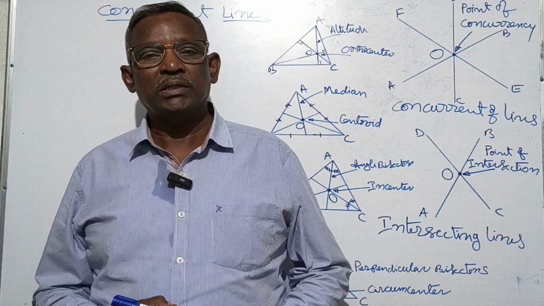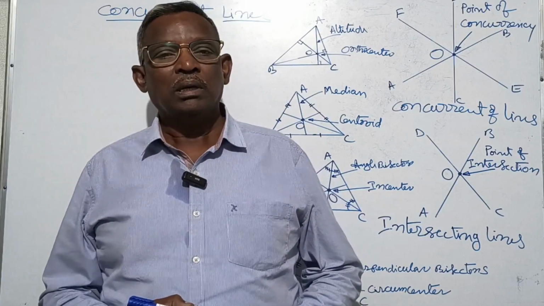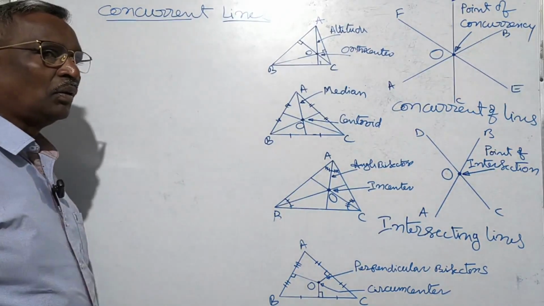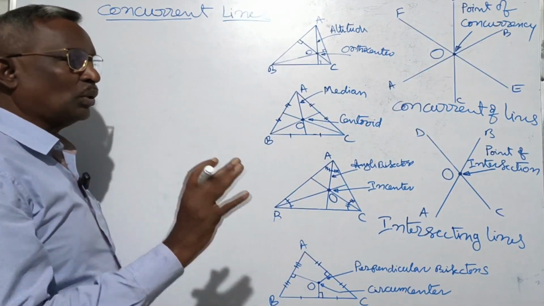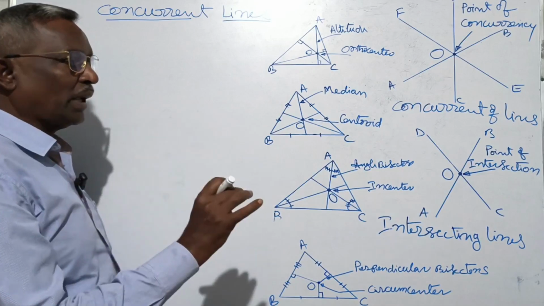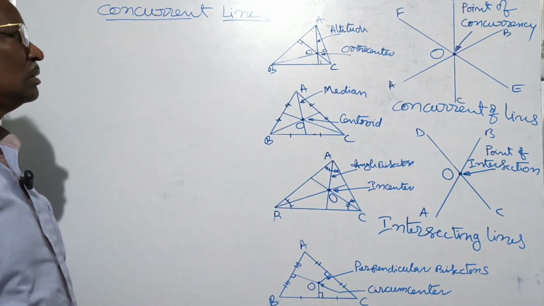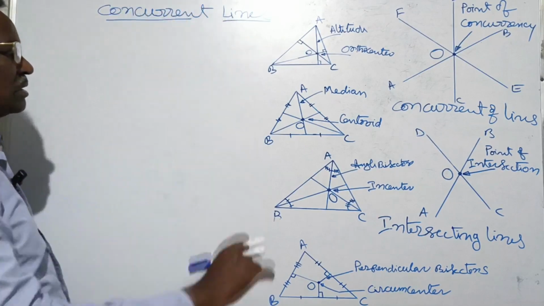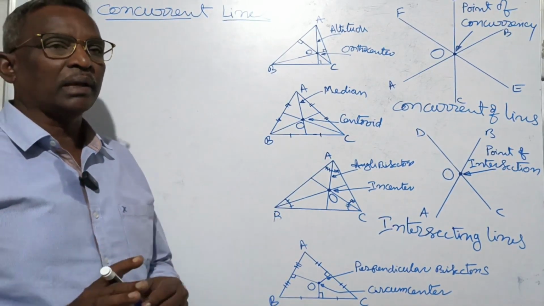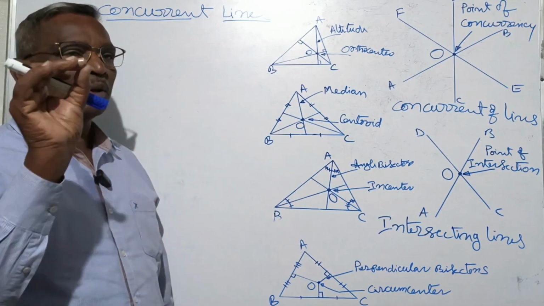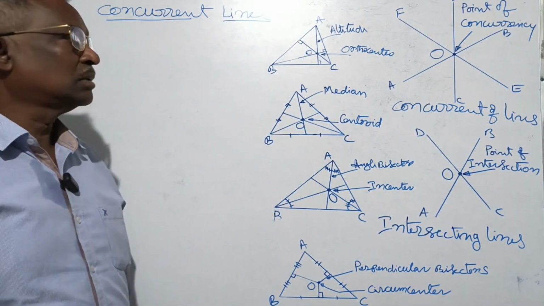Today our topic is concurrent lines. What is a concurrent line? If more than two lines pass through a single common point, they are called concurrent lines.